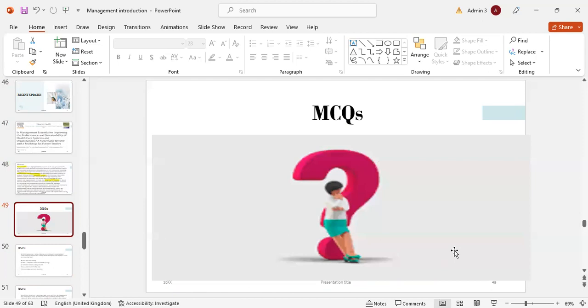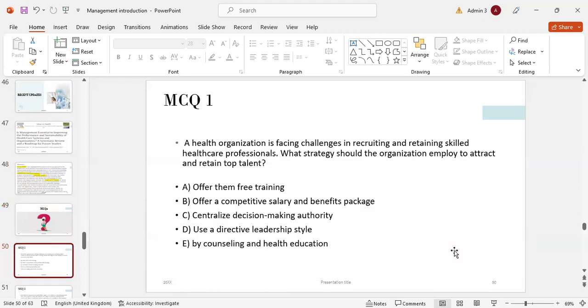Now, time for MCQs. MCQ number 1 is, a health organization is facing challenges in recruiting and retaining skilled healthcare professionals. What strategy should the organization employ to attract and retain the top talent? Option A is offer them free training. Option B is offer a competitive salary and benefit packages. Option C is centralized decision-making authority. Option D is use a directive leadership style. And option E is by counseling and health education.